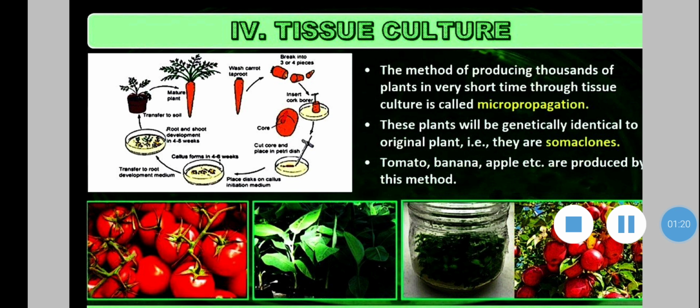It is the process adopted by Indian plant biotechnologists in different industries, mainly for the commercial production of ornamental plants like orchids, then eucalyptus, etc., and fruit plants like banana, grape, citrus, etc. The plants produced in the micropropagation process are genetically identical to the original plants. So they are somaclonals or somaclones.